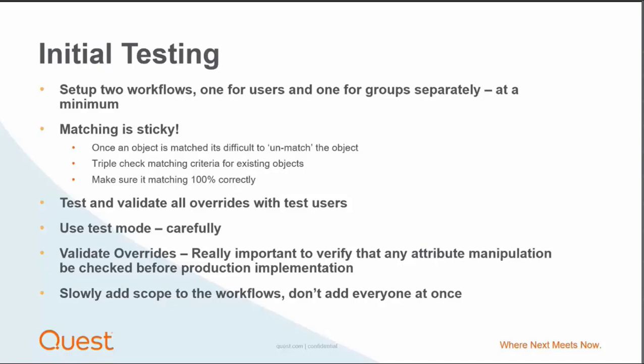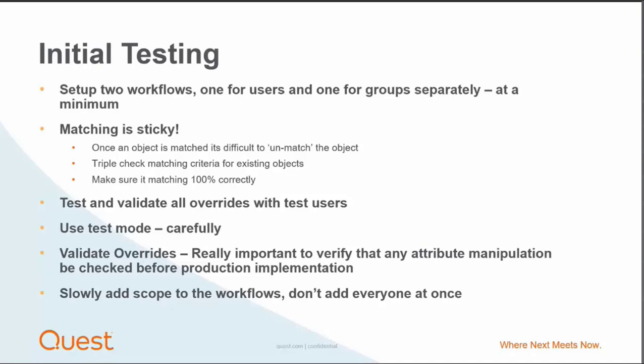Obviously overrides. This is where we talk about data manipulation and things like that. Test them, test, and make sure to test some more. We've got examples and things like that, but overrides can be very complicated. They can do a lot of different things. So again, we always tell you to test and validate them before you actually start running against production users.